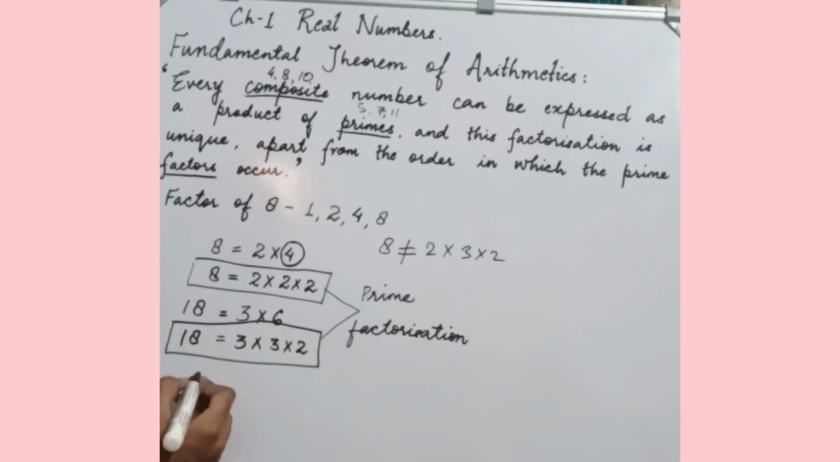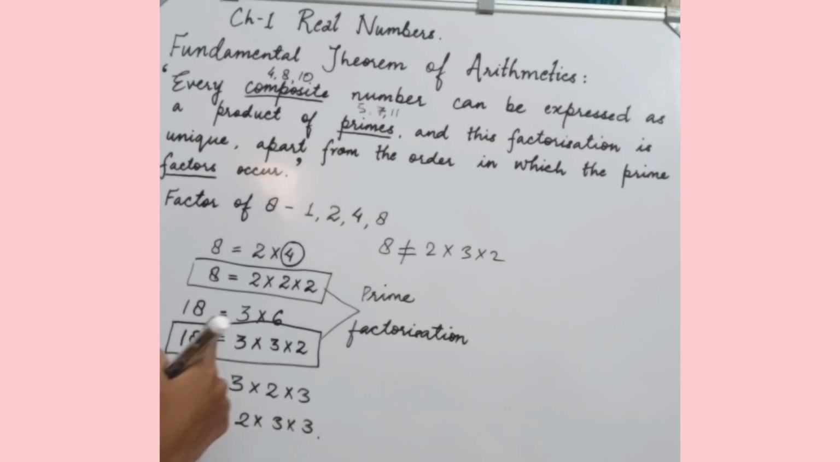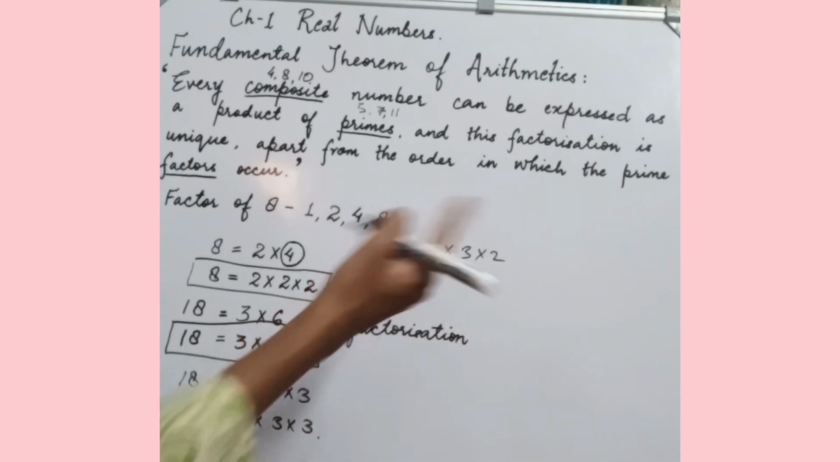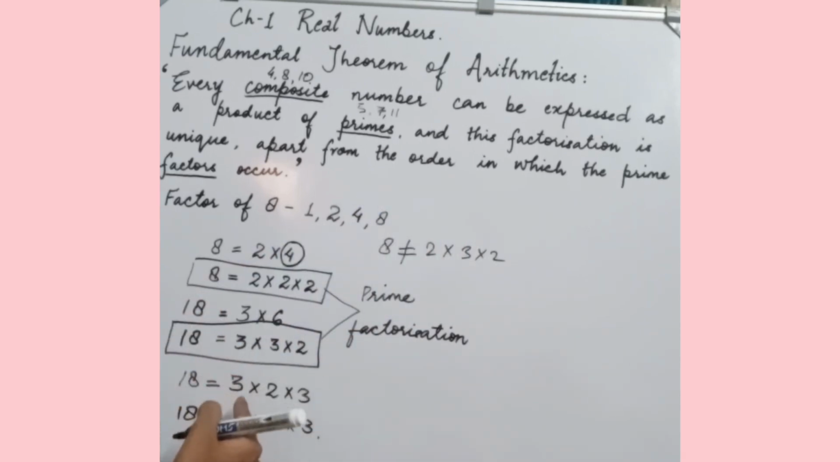What does this mean? This means that now, yes, you can change the order of the prime factors. How the prime factors are written, you can change their order, but you cannot change the prime factors entirely. You can write it like this. You can bring this 2 in the middle or to the beginning. You can write 18 like this also. So the prime numbers that are written in the factorization, they are unique. You cannot change the prime factors. But yes, you can change the order in which these prime factors occur, means in which they are written.